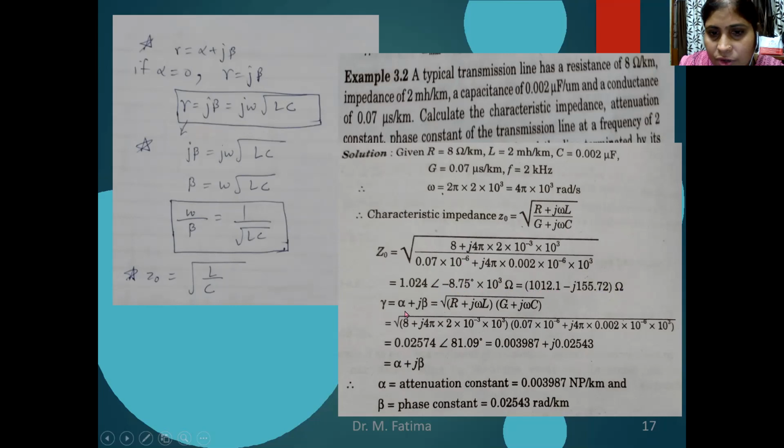The propagation constant is equal to alpha plus j beta. We have already seen this value. So put the values of resistance, inductance, conductance and capacitance, and the angular frequency. This comes out equal to 0.003987 plus j 0.02543. So this is equal to alpha plus j beta. The real term shows the attenuation constant and the imaginary term shows the phase constant. So the phase constant is equal to 0.02543 radian per kilometer.